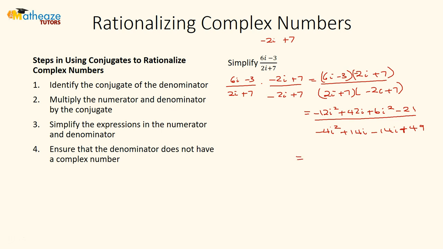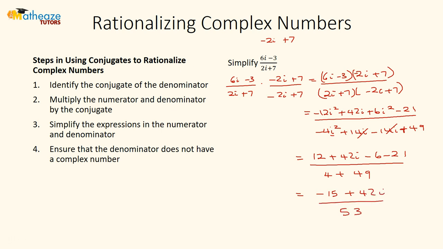So now we have negative 12i squared is going to give us 12 plus 42i minus 6 minus 21 divided by 4 plus 49. Here's how we get to 4 plus 49. i squared is going to make this positive, and then this crosses out. So we have 12 minus 6, which is 6, minus 21. We have minus 15 plus 42i divided by 53.